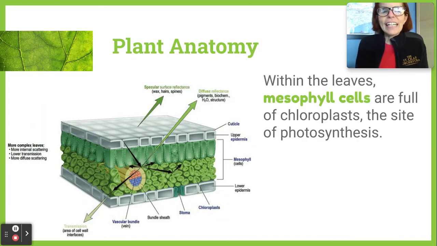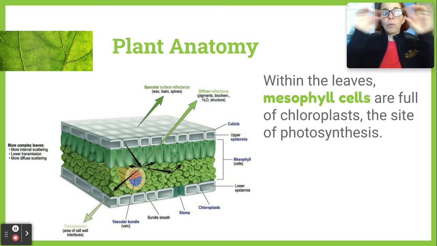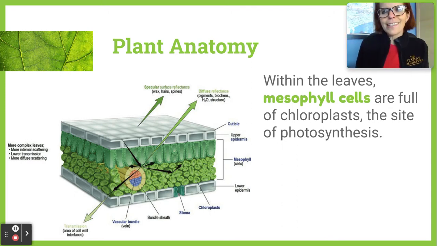Interesting, right? All right, and let's take a moment to talk about leaf anatomy specifically within the leaves. So take a moment to study the diagram. Notice there's the cuticle and the upper epidermis. And notice that the epidermis is not green. You can peel it away and it's just a clear layer. That's because it doesn't have chloroplasts in it. The chloroplasts are located in the mesophyll cells.